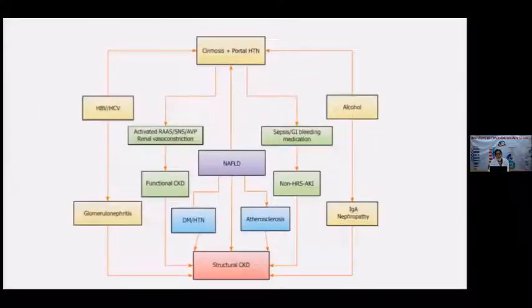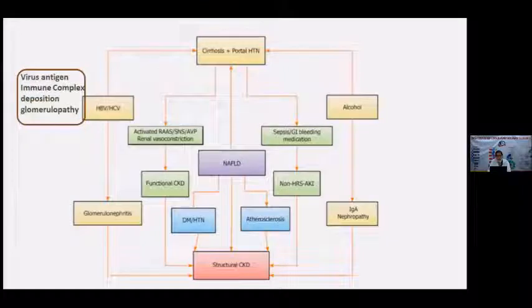This is basically the pathophysiology, where when there is cirrhosis along with portal hypertension, NAFLD with contribution from diabetes and hypertension along with atherosclerosis leads to structural CKD. And activated RAS, SNS, and AVP lead to renal vasoconstriction. That leads to type 2 HRS, which further leads to structural CKD.